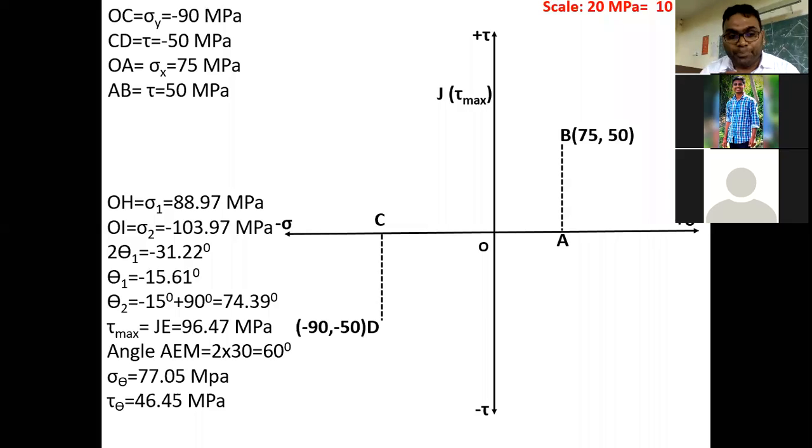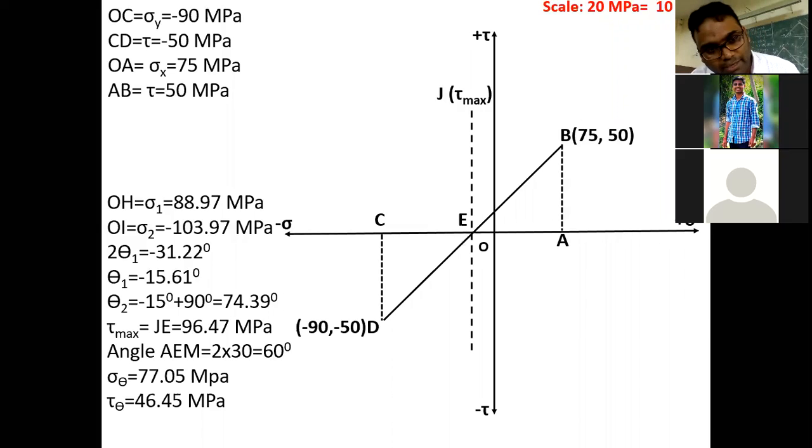Then what is the next step, sir? Just draw a line from B to D. Okay, B to D, I have drawn. Then mark the intersection point of the line BD and the x-axis line. It's called E. Now take E as the center and BD as the diameter. Draw a circle, and that circle will be the Mohr circle.